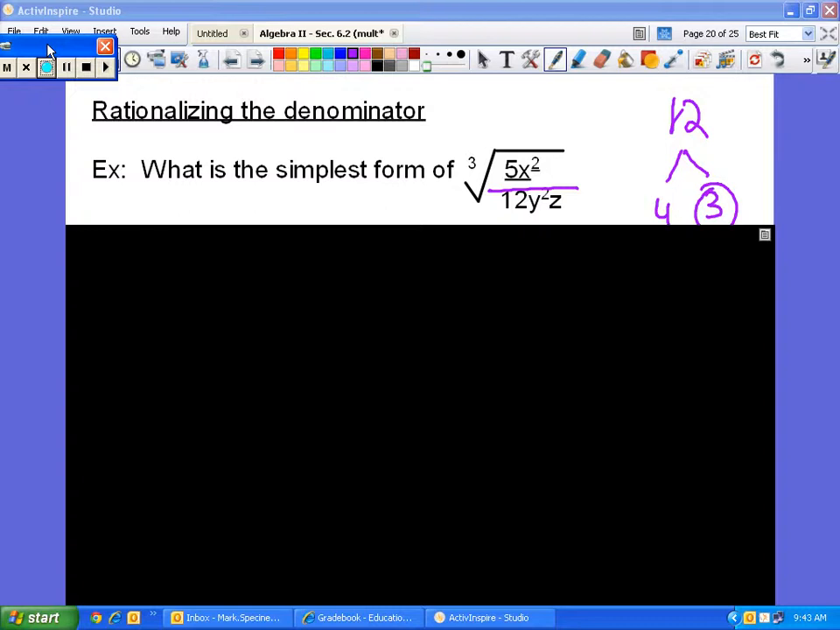Okay, so there's our question. We want to simplify that radical. What is the simplest form of the cube root of 5x squared divided by 12y squared z? Sounds like a mouthful.